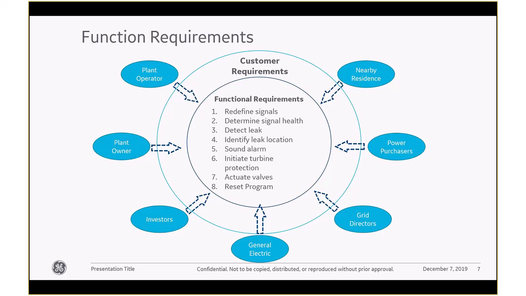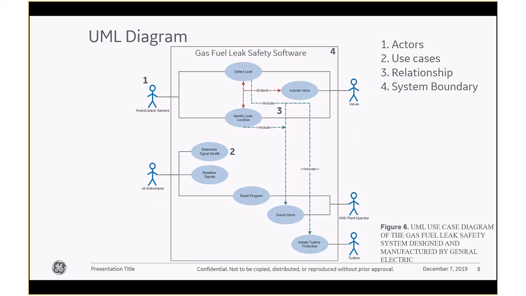Once we had these, we actually built our UML diagram. Here, again, I want to point out we have 5 different types of actors. We have sensors, which are not people, but they're actually equipment. There's all other instrumentation. There's valves, plant operator, and the actual gas turbine. So note that of the actors, there's only actually one human, and that is the plant operator.